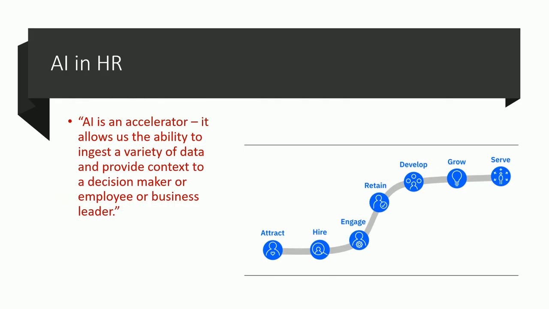Let's see the applications of artificial intelligence broadly in different domains, which are more close to us in the work culture, like artificial intelligence in HR and recruitment. So how can this be beneficial? HR has a lot of load to look for the right candidature for a particular job. So that's a kind of problem we can transform into a machine learning, a deep learning problem. And where AI is an accelerator, it allows the recruiters the ability to ingest a variety of data and provide context to a decision maker, employer, or a business leader, right?